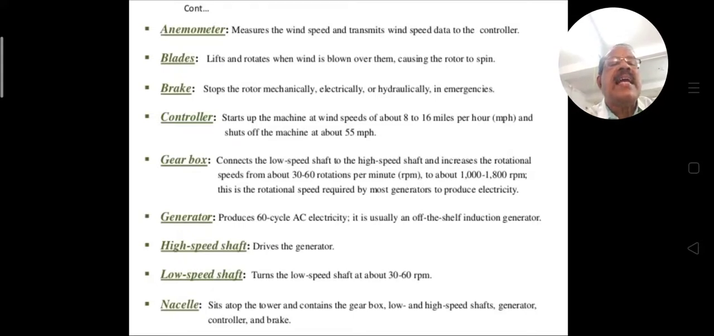Nacelle. The nacelle sits atop the tower and contains the gearbox, low and high speed shafts, generator, controller and brake. This total unit is known as the nacelle.